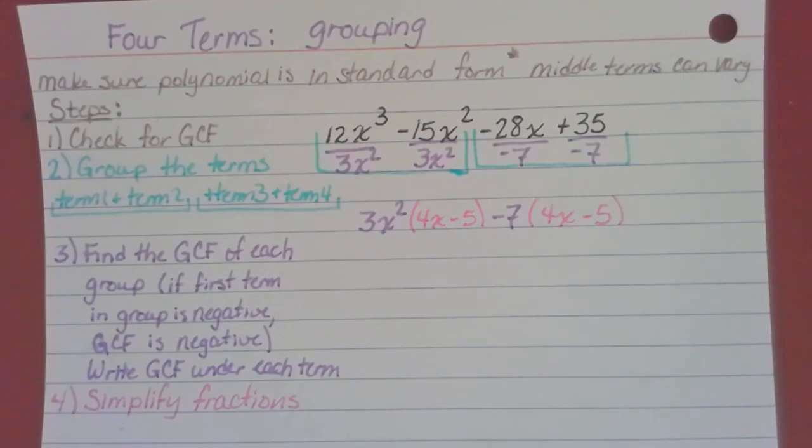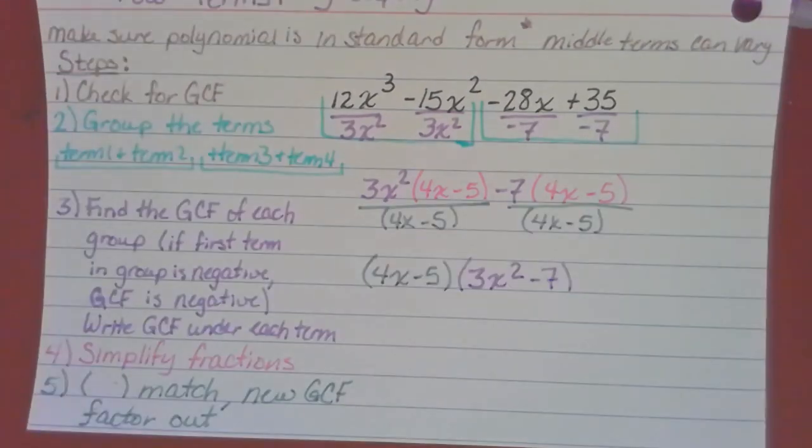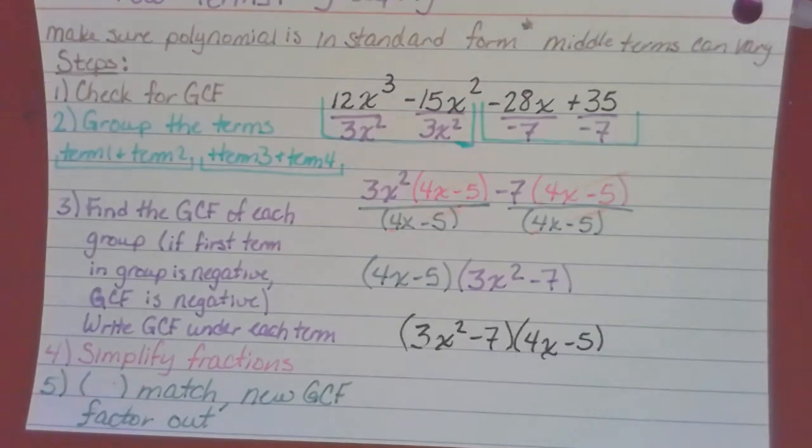So now, our next step is going to say that the parentheses have to match. That's our new GCF, and we're going to factor that out as well. So when I factor out the parentheses, which is that 4x minus 5 from both of them, I will have the GCF of 4x minus 5, and then I have what is left with each. The other parentheses is going to have 3x squared minus 7. And then our final answer can have those parentheses in either order. So I could have the 3x squared minus 7 and then the 4x minus 5, or I could have it as I did it with that GCF.